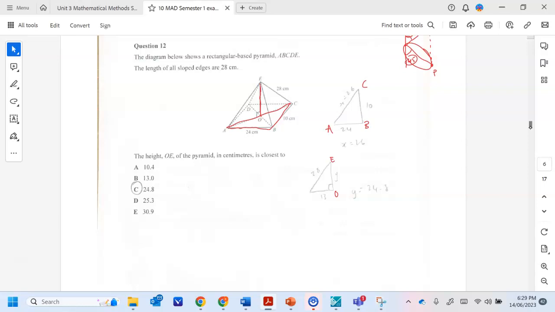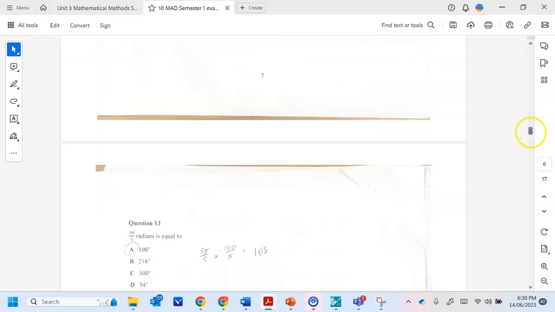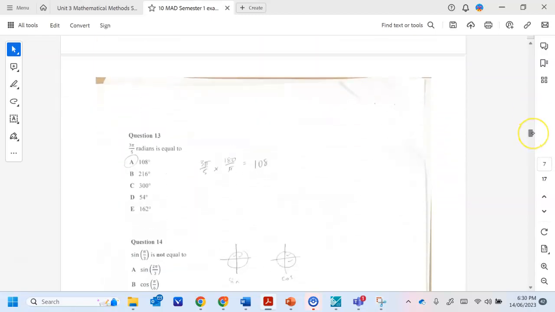So then I had to just find this diagonal. This diagonal is from A to C, going through the middle of the base. I found that to be 26. We only want to go from A to O, so half of 26 gives us the 13. Then you can use Pythagoras' theorem to find Y, so Y being 24.8. Two steps there with Pythagoras' theorem.